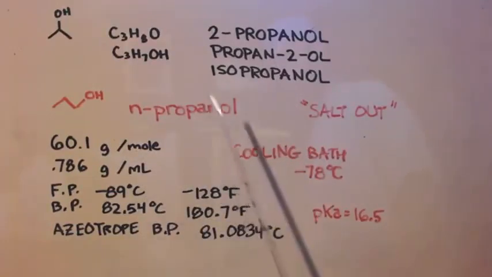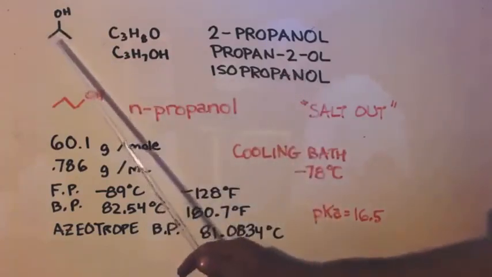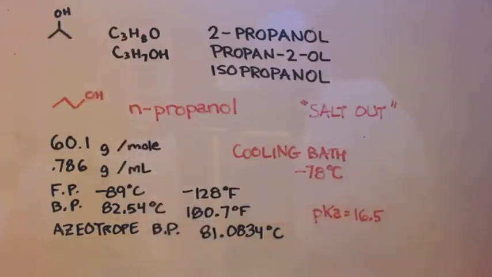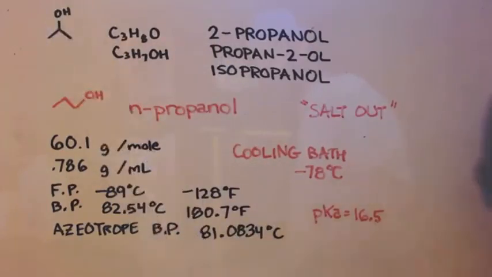Some people might say, well, why is it called isopropanol? The propyl part comes from there being 3 carbons. Okay, so that's propane, propyl. The 2 comes from where it's at. If you count these 1, 2, 3, it's on the 2nd carbon. That's where the 2 comes from.